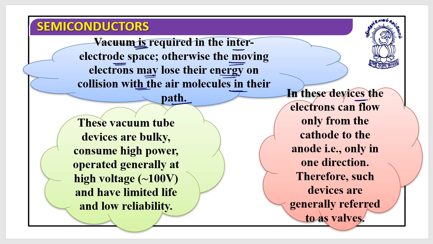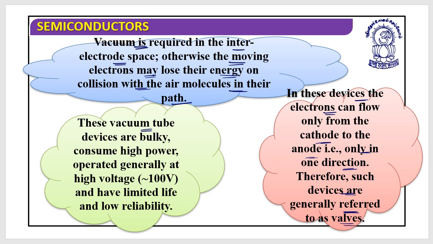Next, in these devices the electrons can flow only from the cathode to the anode, that means only in one direction. Therefore, such devices are generally referred to as valves, and it is not possible to reverse or change the direction of the current. That is the second limitation.